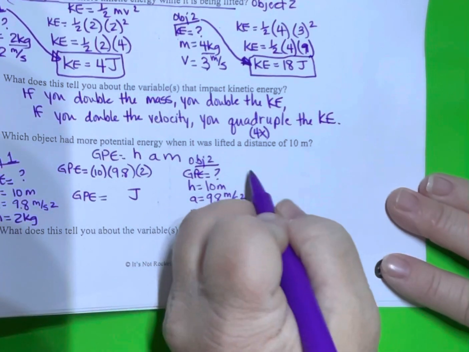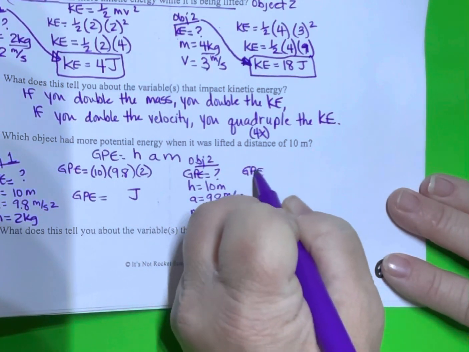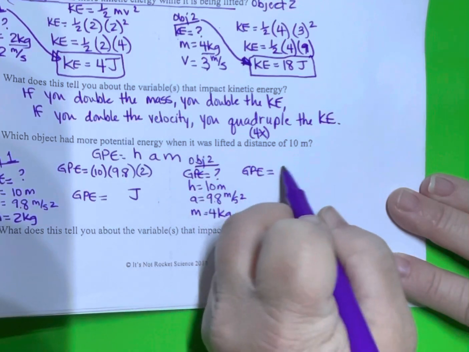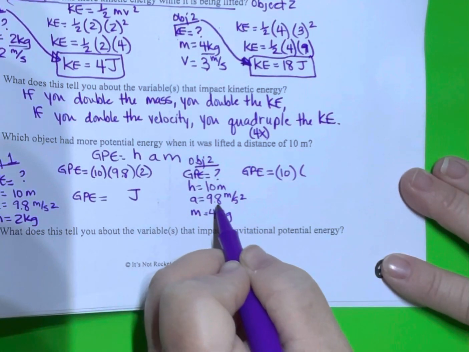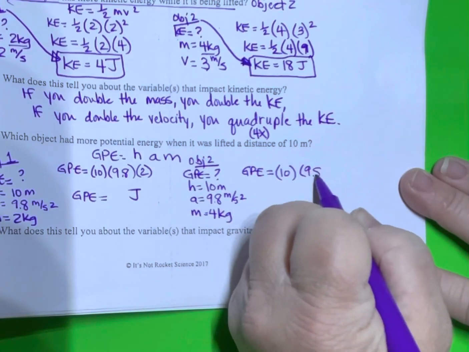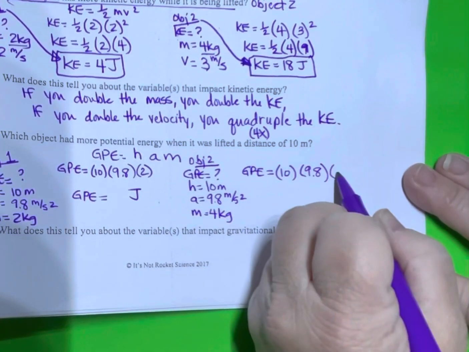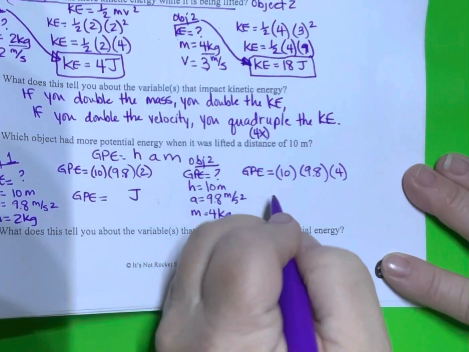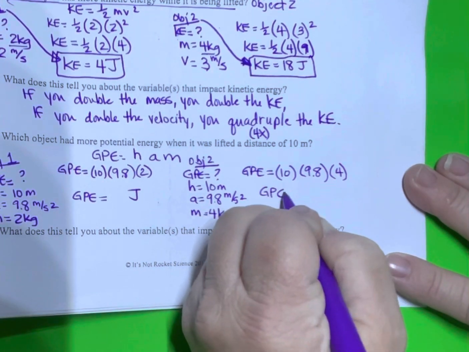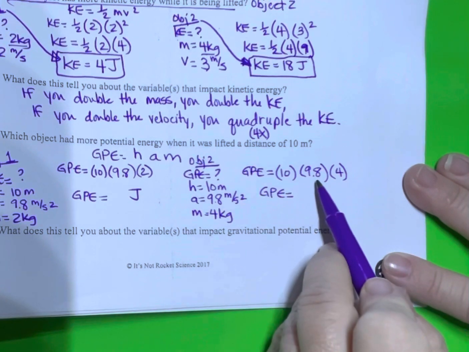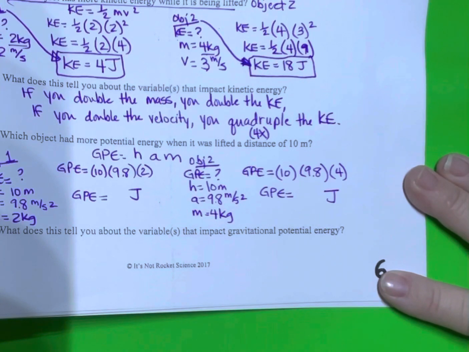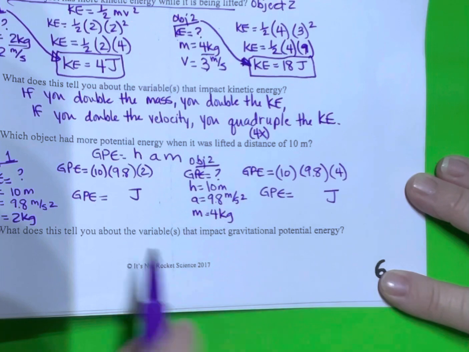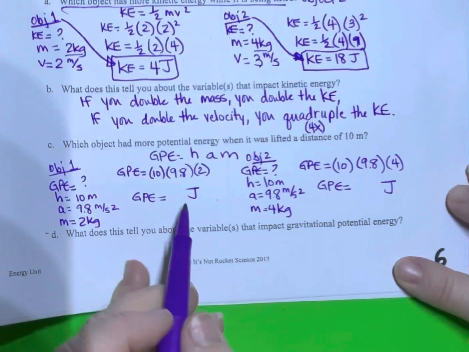So for object 2, to calculate the gravitational potential energy, we say the height, which is 10, times the acceleration due to gravity, which is 9.8, times the mass, which is 4. So the GPE for object 2 is equal to 10 times 9.8 times 4, and that's also going to be in joules for your final answer. Did anybody do the math for that? What did y'all get for object 1?